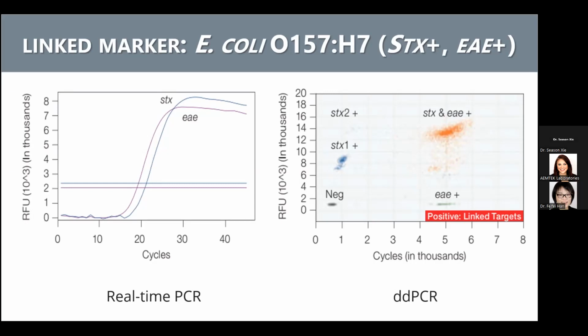ddPCR can identify and confirm the presence of the linked target. In other words, STX and EAE genes are co-localized within the same cell. This ability allows ddPCR to provide a more comprehensive assessment and accurately classify the samples as positive for the linked STX and EAE target.